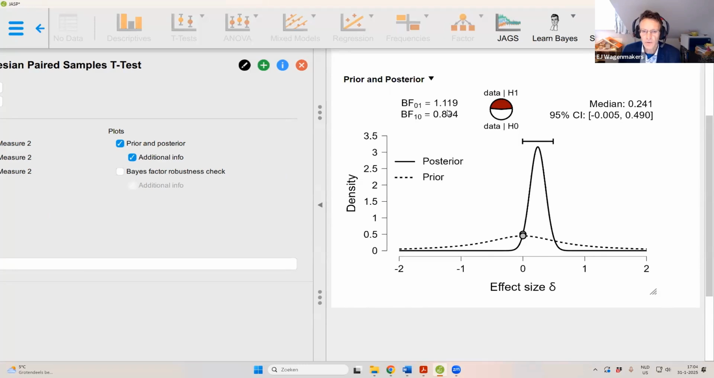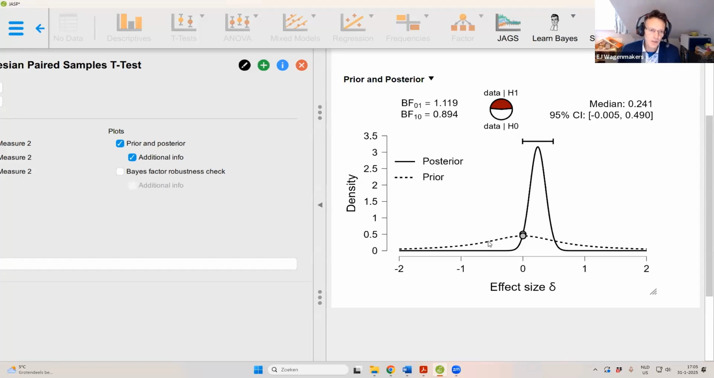Now, what we can also do, so I already explained how the Bayes factor depends on the prior distribution that you assign to the effect sizes, right? And that's this dotted line here. If we change the prior distribution, we're going to change the predictions from the alternative hypothesis, and hence we're going to change the Bayes factor. So to test for the robustness of your result, you can change the width of that distribution and see whether it still gives you qualitatively the same result.